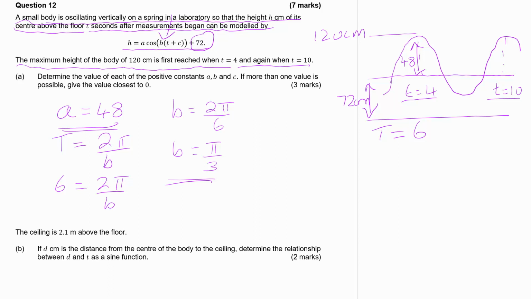Now, if this curve were to continue and come back here, the next maximum in this direction would be at -2. Obviously that never happened because the time started at 0. However, it does tell us, because the cosine normally has its maximum at 0, that the curve has been translated 2 units to the left. That would make the c here equal to 2.